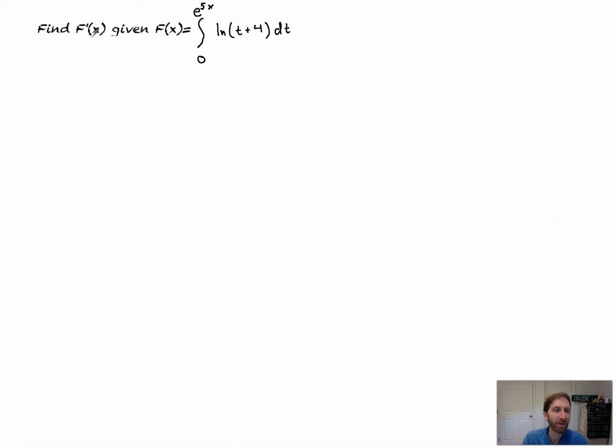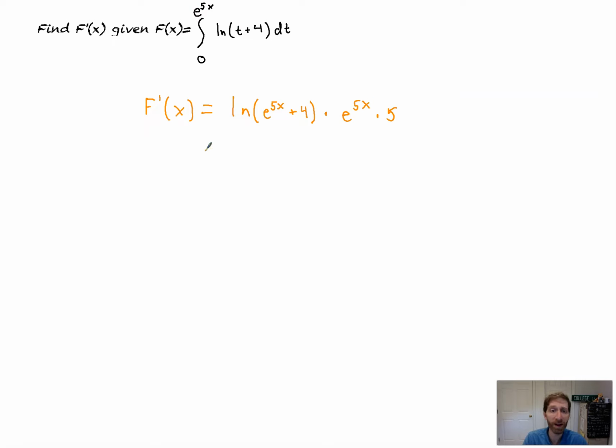So if you're asked to find f prime of x given an integral where you've got capital F of x equals the integral from 0 to e to the 5x of ln of t plus 4 dt, we follow the second fundamental theorem of calculus, right? That's what's being asked here. You're taking the derivative of a definite integral with a bound that has a variable in it. So that's going to be the derivative of F of x, which will be plug in e to the 5x into the function in the integrand. So e to the 5x goes in for t, not bad. And then we're going to multiply by the derivative of this bound. So that would be times e to the 5x, e to the stuff, d stuff.